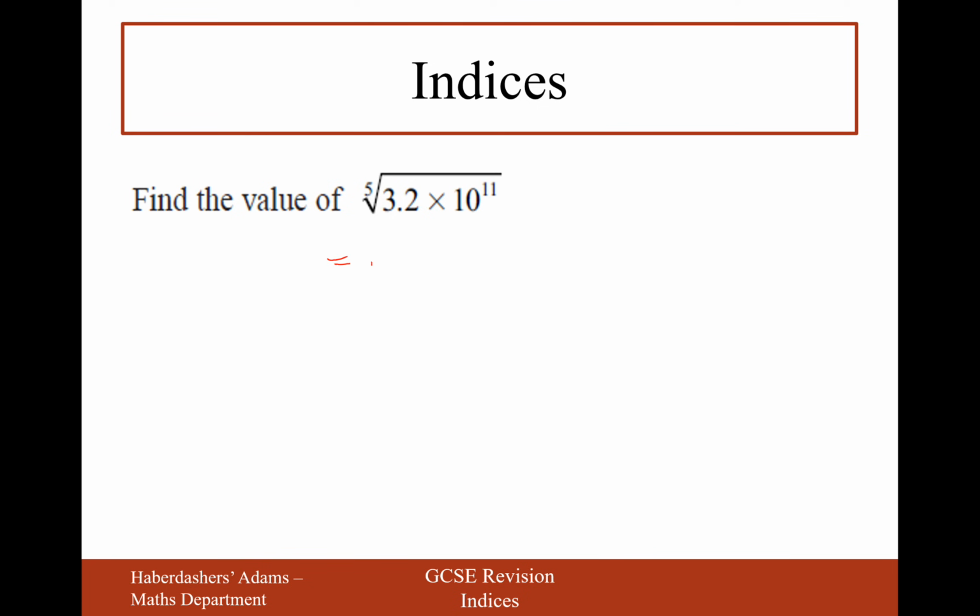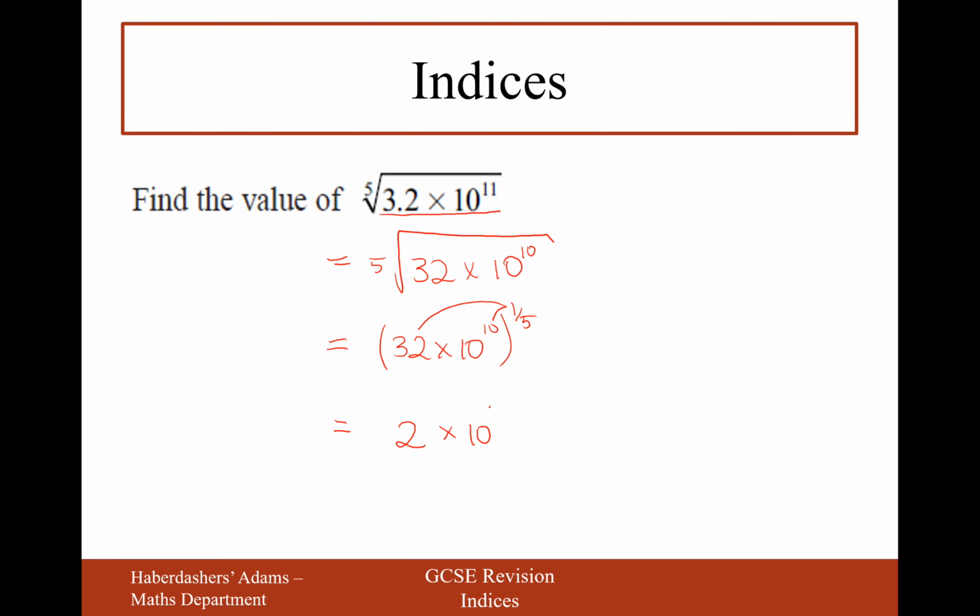Okay, so with this one here, I'm just going to leave the fifth root alone for now. I'm going to change the number that's inside the bracket here. I'm going to borrow one of these 10s and put it on the 3.2 to make it 32. So I've used up one of those 10s and it's now 10 to the 10. Now I'm going to rewrite this as 32 times 10 to the 10, all to the power of 1/5. So I'm going to power the normal number at the start as normal, so that's going to make it 2. And I'm going to multiply my indices together to make it 10 to the 2, which makes it 200. And there we are, that's the answer for this question here.